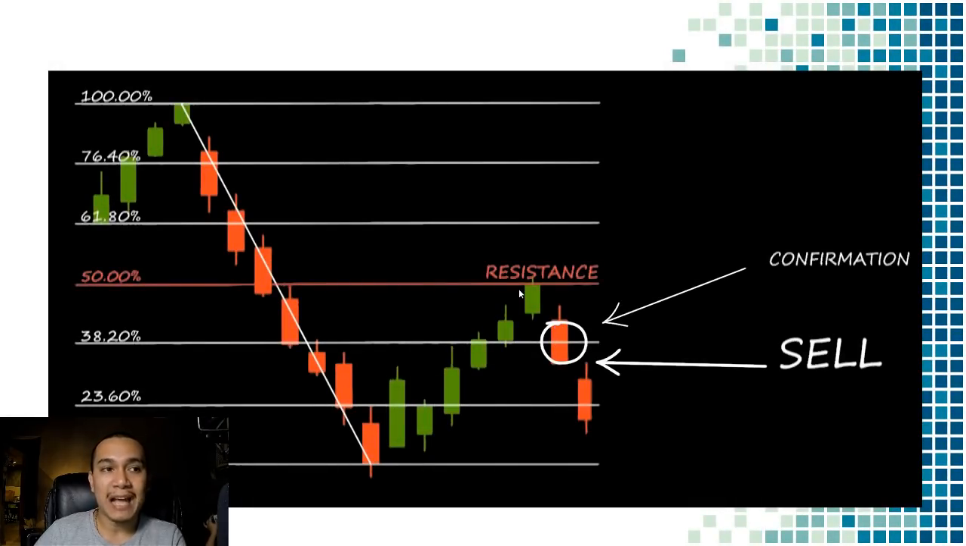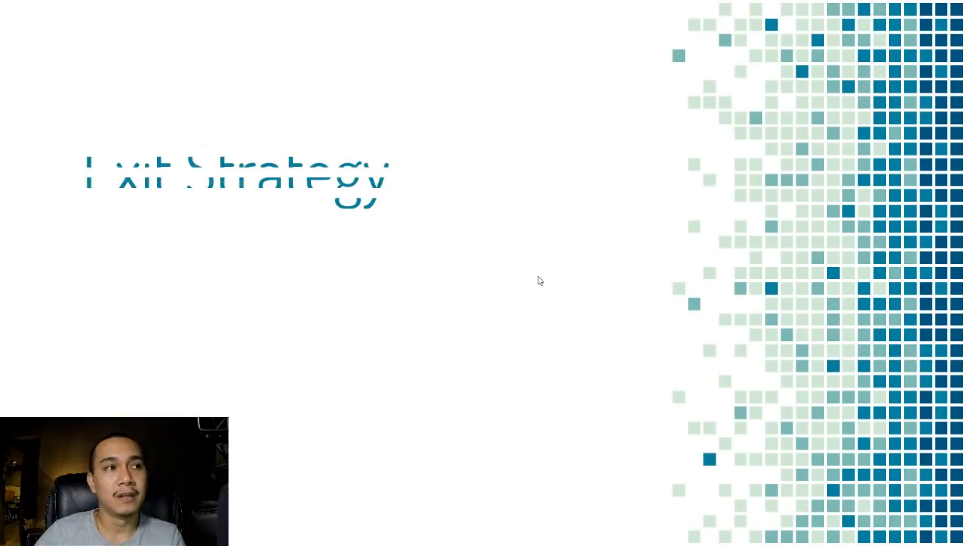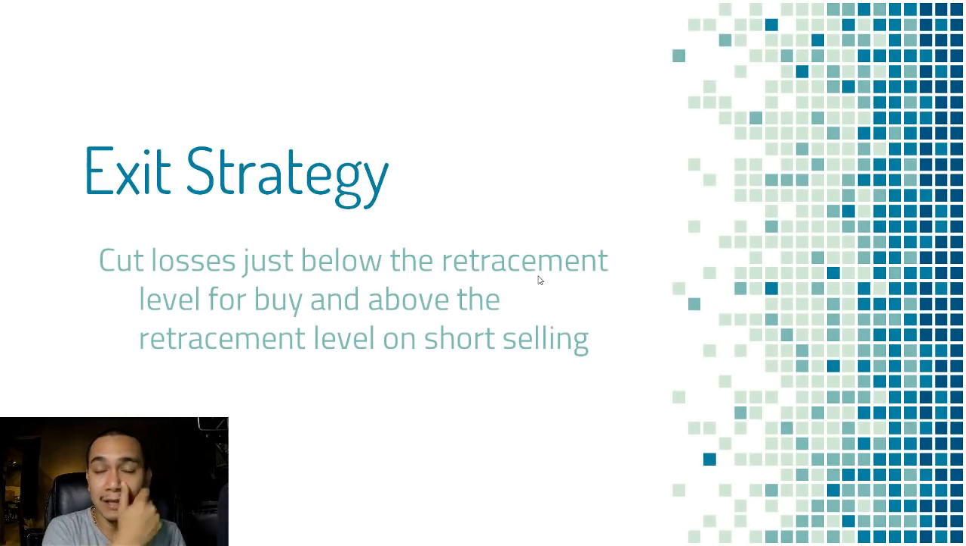Same with short selling. In the future, we will have short selling. This is where you sell for short selling. What if it fails and continues the rally? You cut loss above the 50% if this is the area you bought it. If you bought it here, your cut loss should be around this area. So I hope this is clear for your exit strategy. So that's for your exit strategy. At least you know when to enter and when to exit.